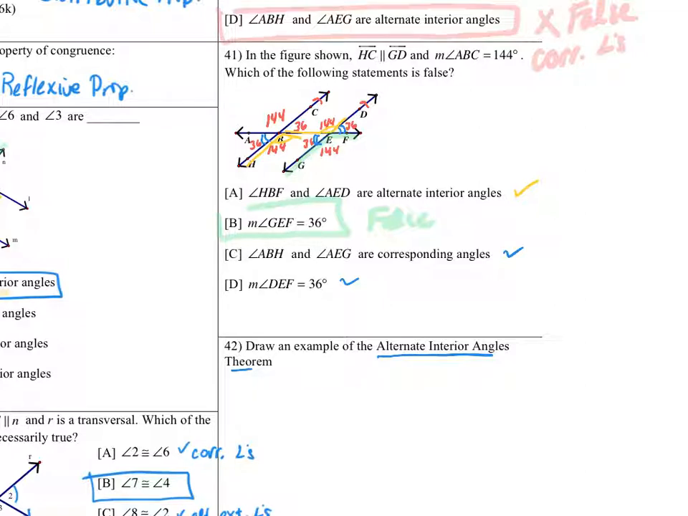And basically the alternate interior angles theorem says if two parallel lines are cut by a transversal, so mark those lines as parallel, then we have alternate interior angles that are congruent. So you can mark those two congruent, or you can mark these two angles congruent. Both are pairs of alternate interior angles.